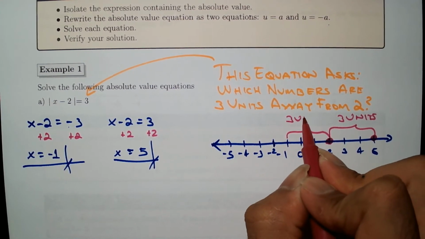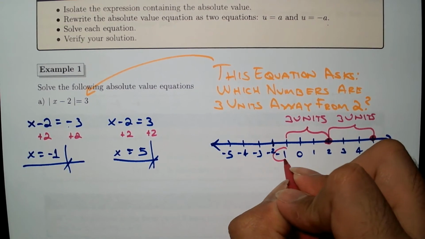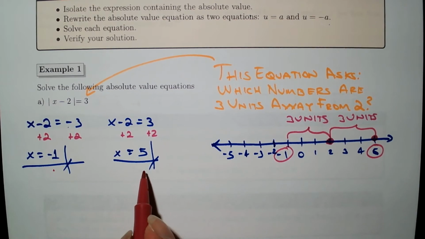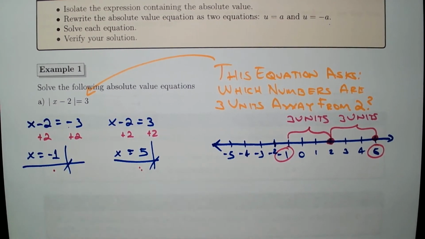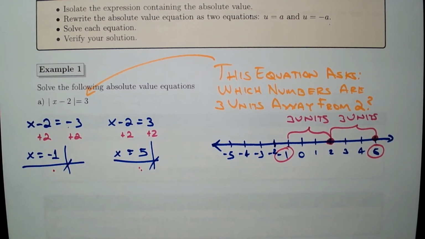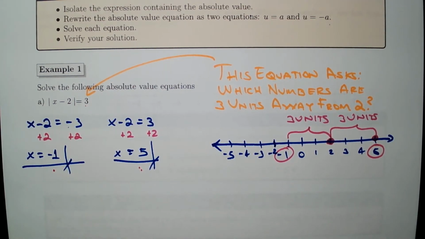Also 3 units. So what are those numbers? Aren't they negative 1 and 5? Just the same numbers we got by solving the equations. So that is what it means to solve an absolute value equation: the numbers that are 3 units away from the center, the center 2 in this case.